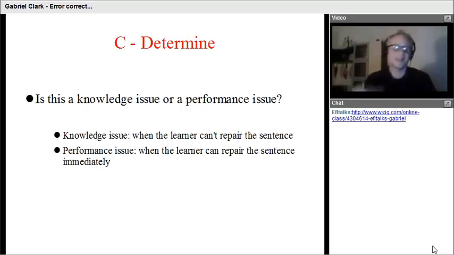If they look at it and immediately go, "Oh, did I say that? Oh my god, okay," and are able to repair the sentence, then of course it's a performance issue.